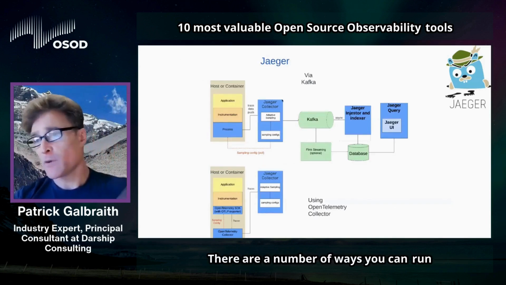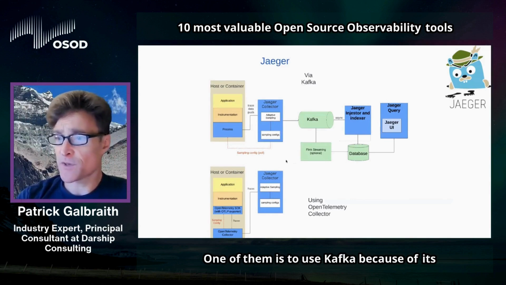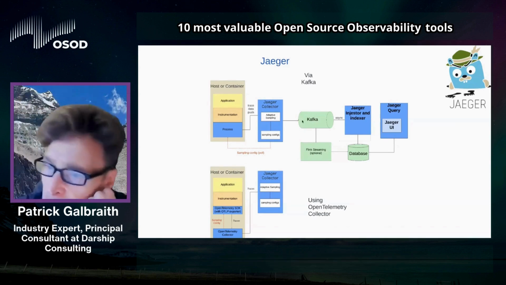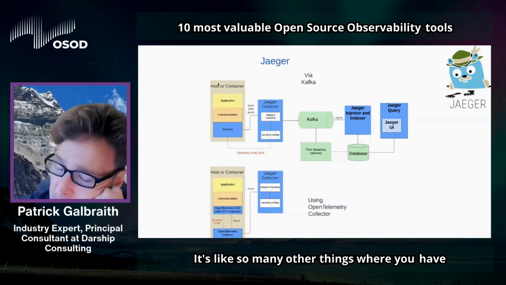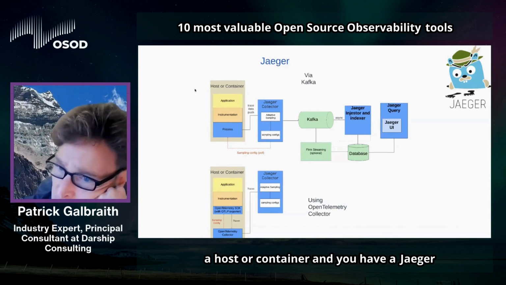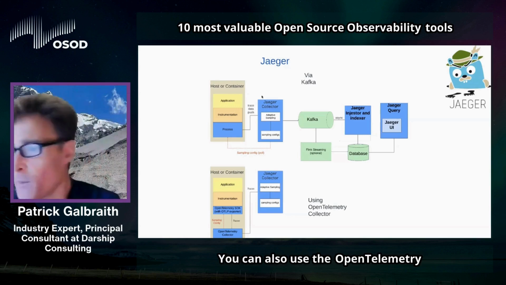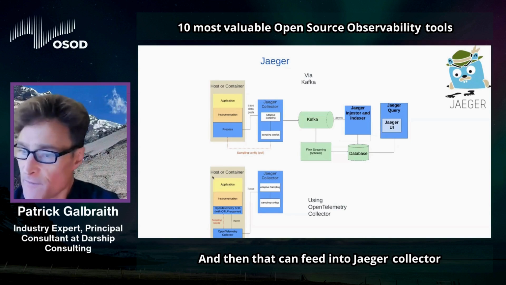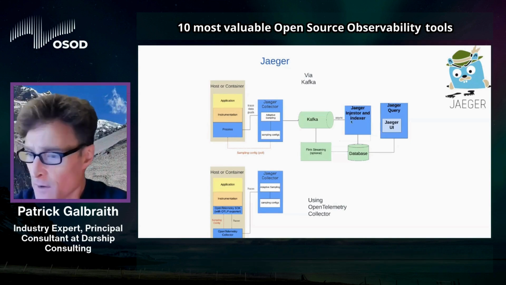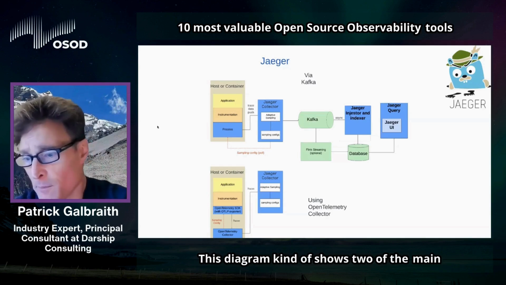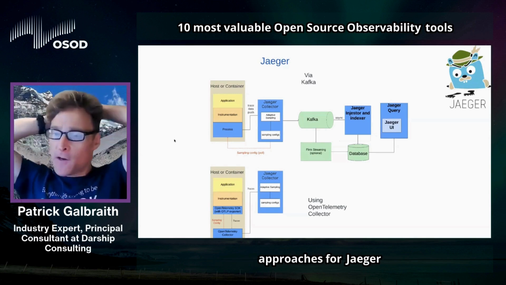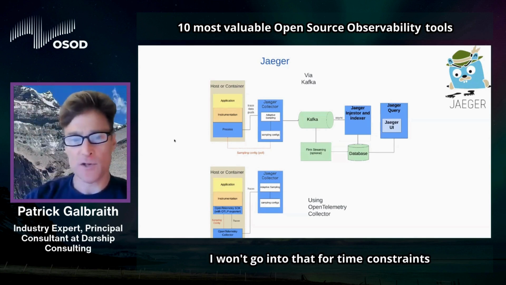There are a number of ways you can run Jaeger. One of them is to use Kafka because it is a persistent message store. And like so many other things, you have a host or container and you have a Jaeger collector. You can also use the OpenTelemetry collector if you choose to do so, and then that can feed into the Jaeger collector. This diagram shows two of the main approaches for Jaeger. I won't go into that for time constraints.